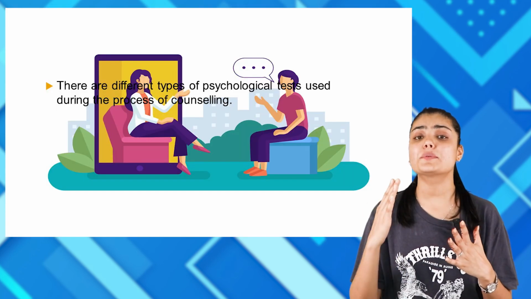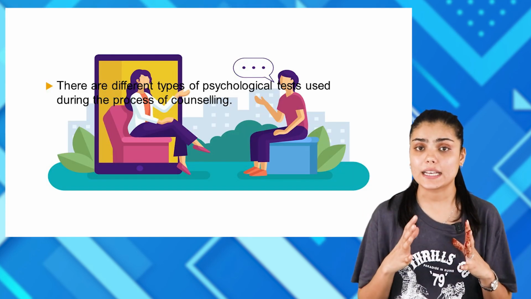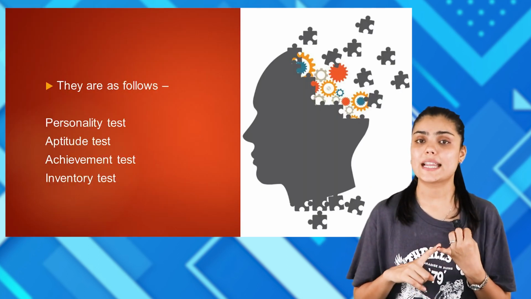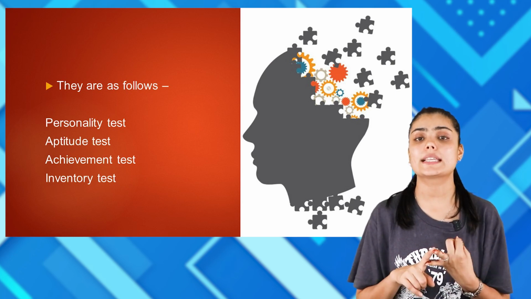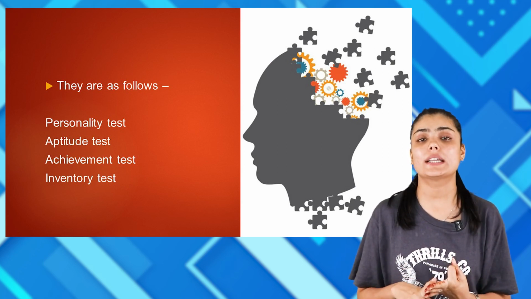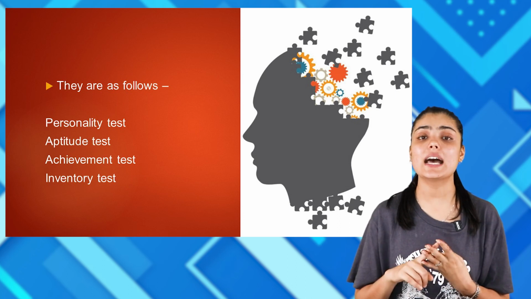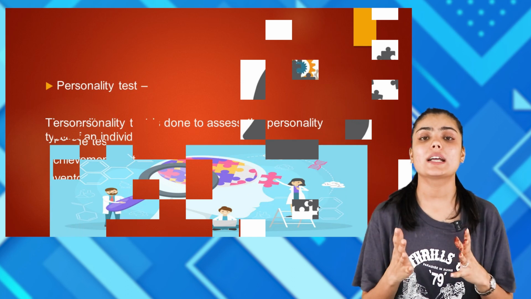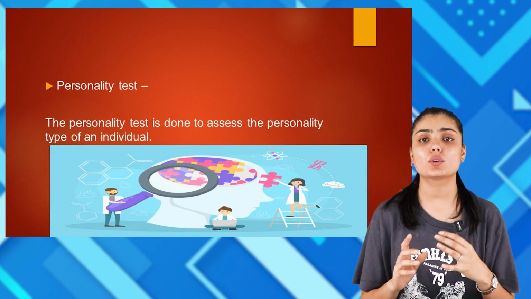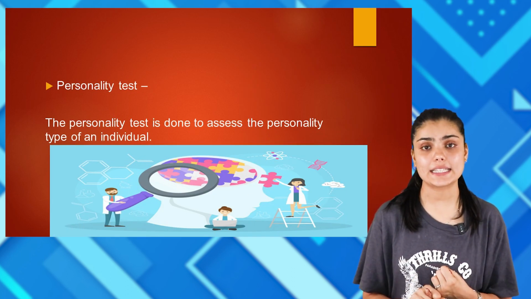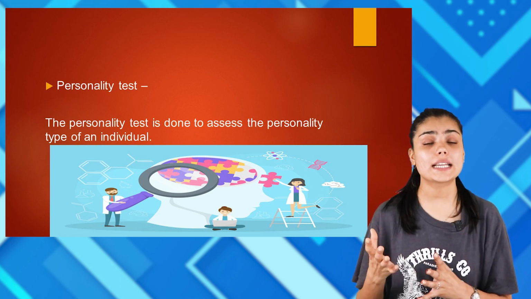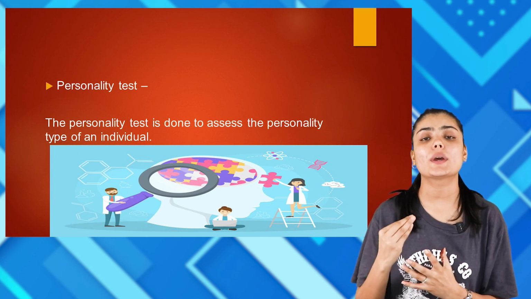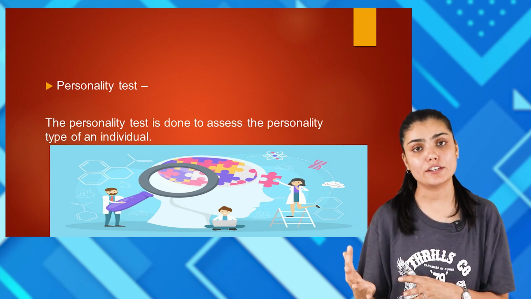There are different types of psychological tests that are conducted during the process of counseling. The first one is personality test. The second one is aptitude test. The third one is achievement test. And the last one is inventory test. Let us discuss one by one what these psychological tests are. So the first one is personality test. From the term itself, you can understand why this psychological test is done. Personality test is done to assess the personality of an individual.